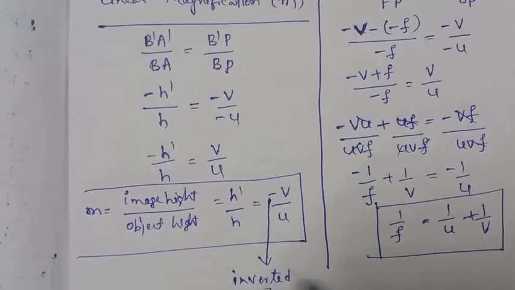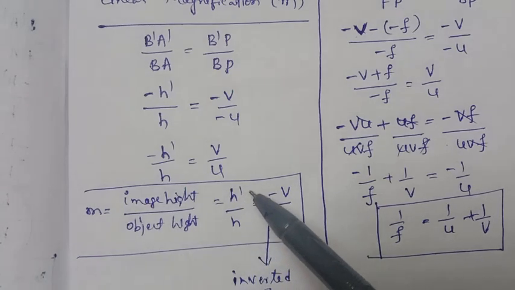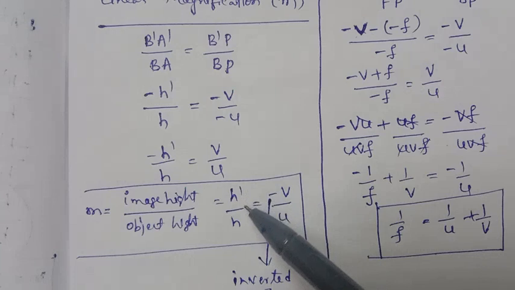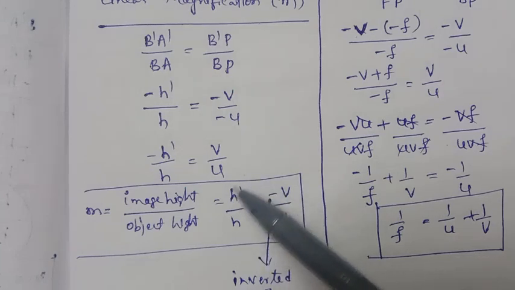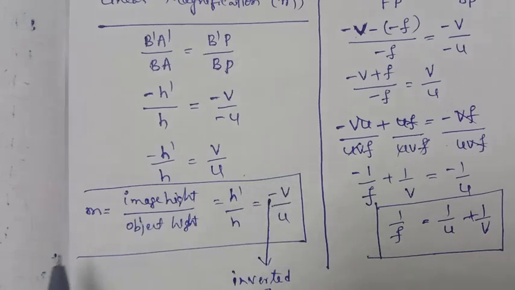Okay, so by using this magnification, how to change their image height is, the object height along the image height, the image height to the object height. Magnification means it is the ratio of image height to the object height.